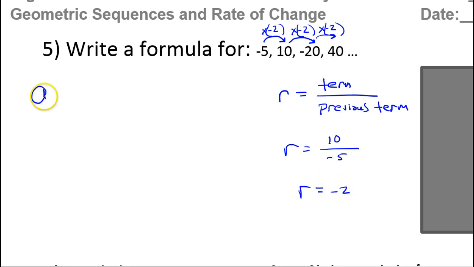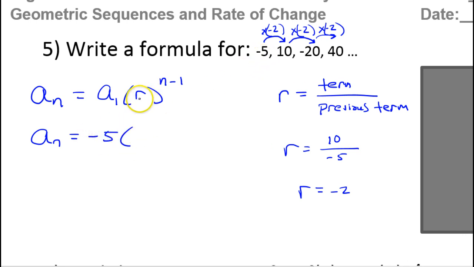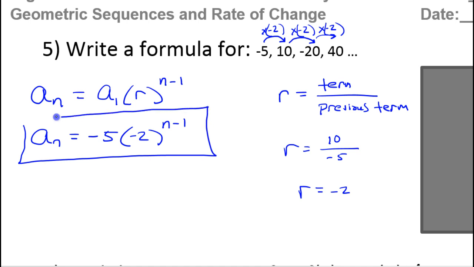Now, the formula for a geometric sequence is the nth term is always going to be the first term times the common ratio to the n minus 1 power. So in this case, the nth term is going to equal the first term, which is negative 5, times the common ratio, which is negative 2, raised to the n minus 1 power. So this is the answer. This is the formula or rule for this geometric sequence.